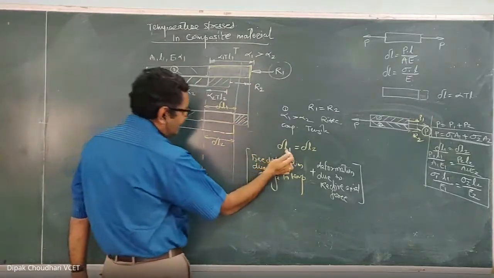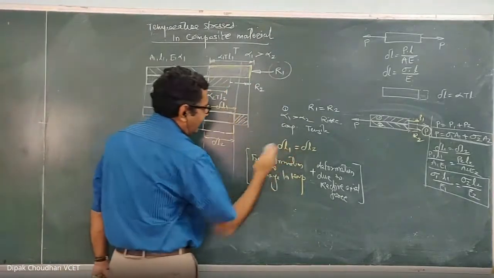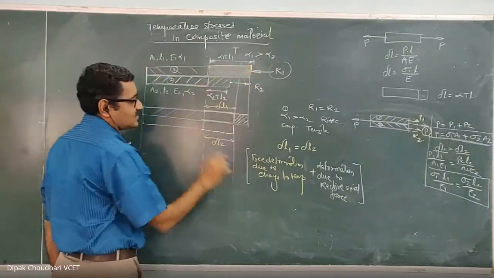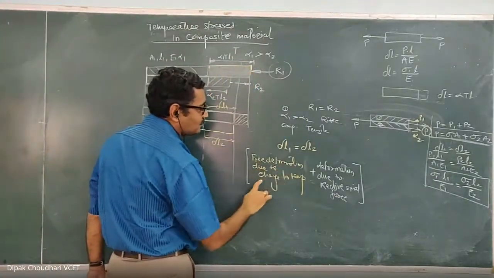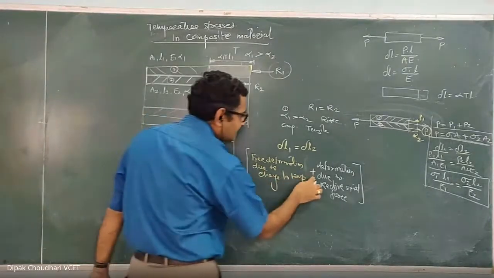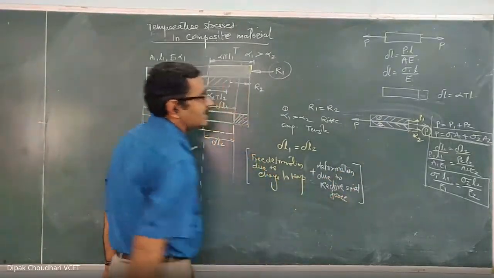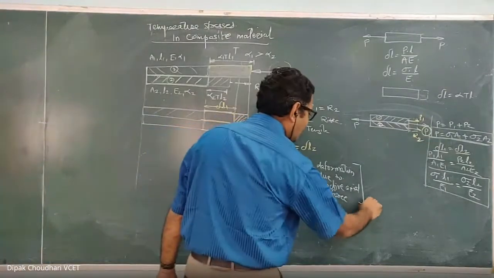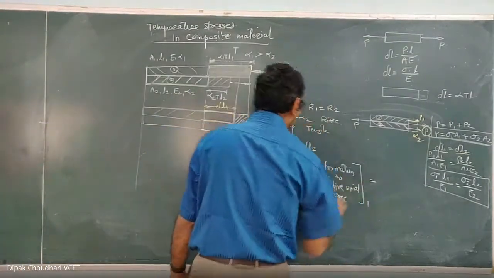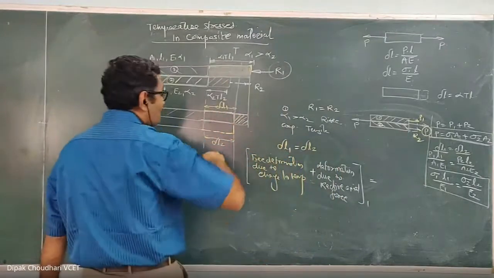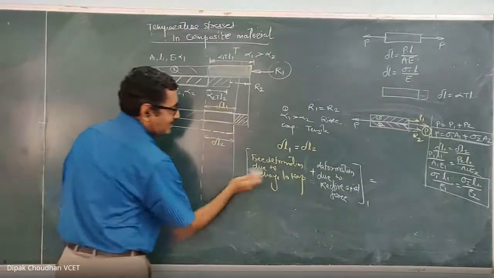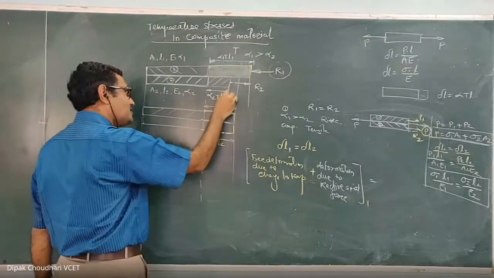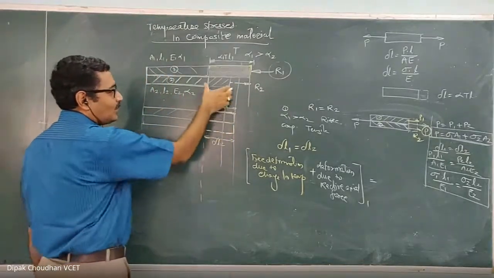Here, so in this delta L1 and delta L2, there are two components. One is the free deformation due to the change in temperature, plus deformation due to the reactive axial force. Okay, this is for material 1. For material 2 क्या हो रहा है देखो, I am coming back to this also. For material 2 क्या हो रहा है देखो, इसका free deformation इतना था because of the change in temperature.